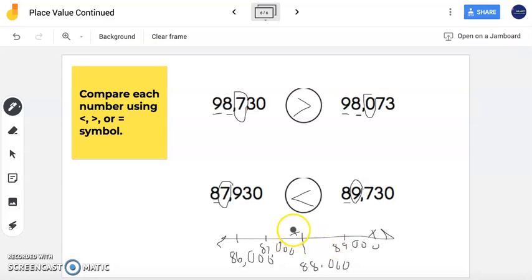So that's telling me here that this number, 87,930, is less than 89,730.